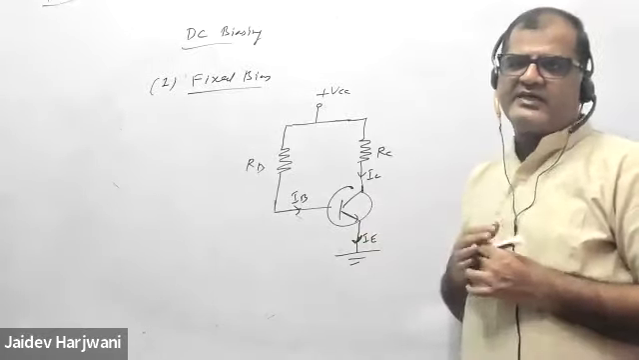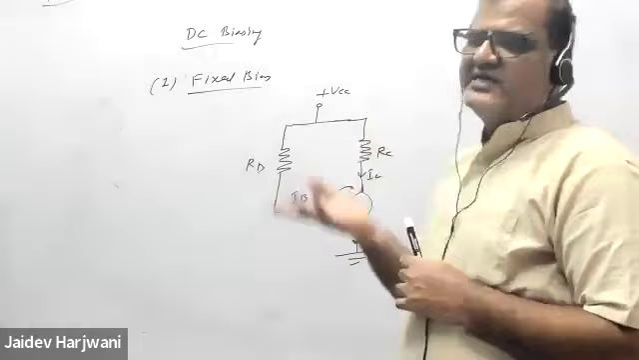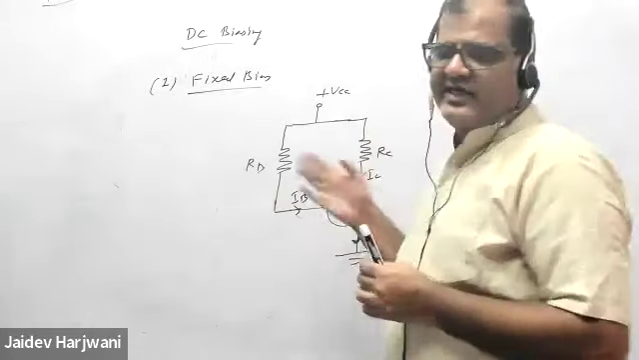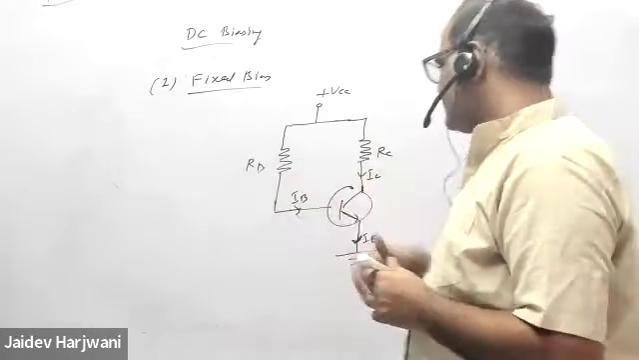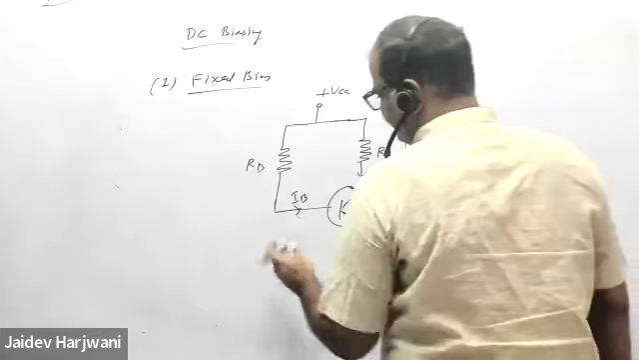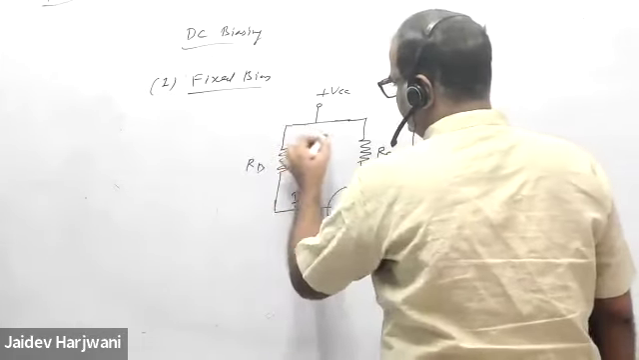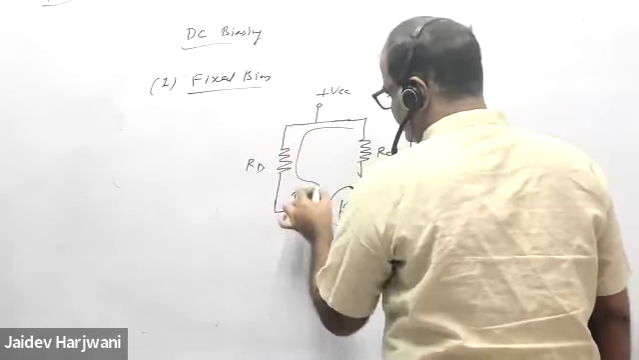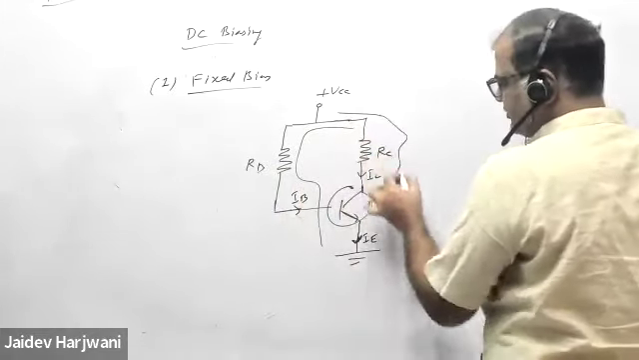We have to see that temperature increases means beta increases, and beta increases means IC increases. So we have to make IC independent of beta. Let us see whether IC is independent of beta or not. So now first thing, this is your input, and this is your output.